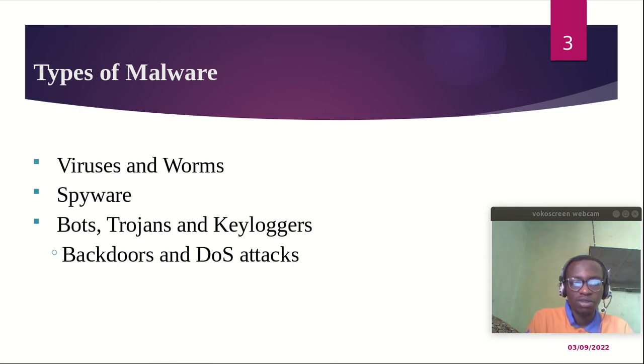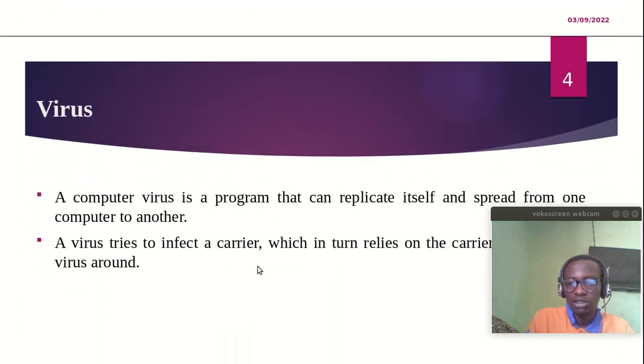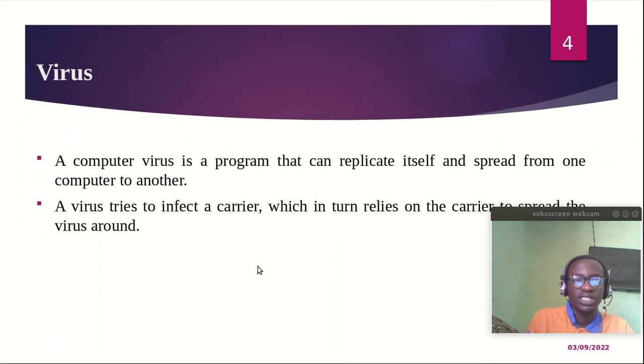A bot performs a different activity. Trojans and keyloggers as well. For bots, a DDoS attack is performed using a bot. And the backdoor, as you see, is created using a Trojan. A bot is created and used to conduct DDoS attacks. So let's go and continue. Let's take each one by one and explain what a virus is.